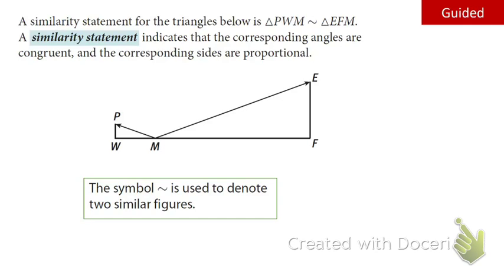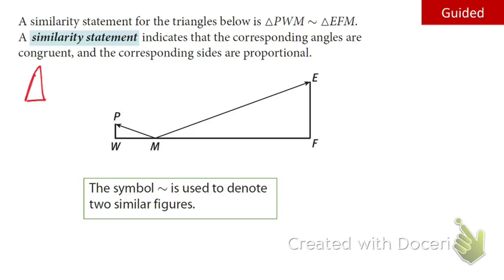A similarity statement for triangles below is triangle PWM is similar to triangle EFM. A similarity statement indicates that the corresponding angles are congruent and the corresponding sides are proportional. So if these two are similar, then we can write a similarity statement. I want to point some things out about this similarity statement. Let me rewrite it down here.